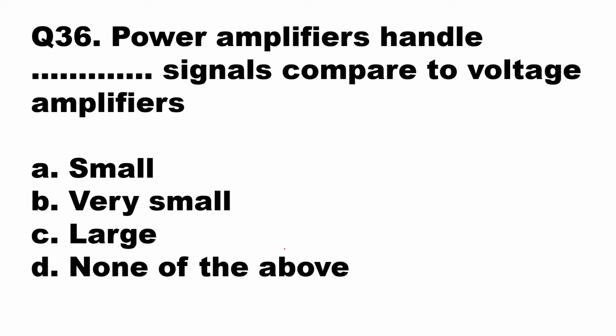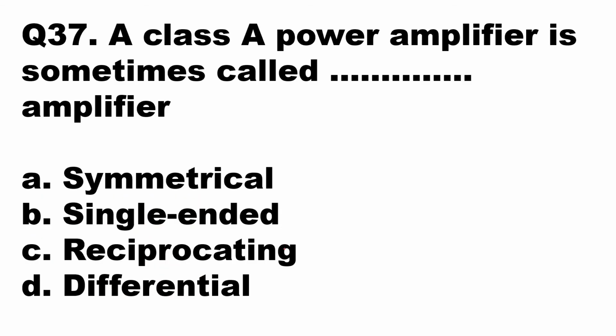Power amplifiers handle dash signals compared to voltage amplifiers. Now we know the basic definition. When we studied voltage amplifiers, they came under the category of small signal amplifiers. When we study power amplifiers, they come under the category of large signal amplifiers. So power amplifiers handle large signals compared to voltage amplifiers. So here option C will be the right answer, large signal. Then we'll go to the next question, question number 37.